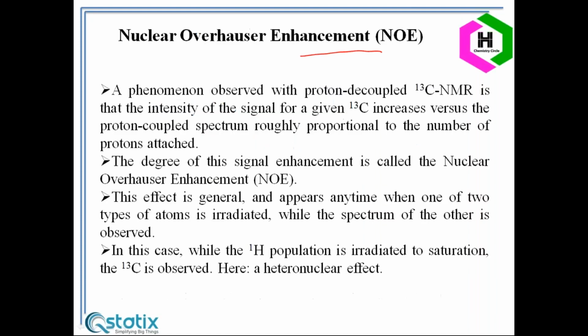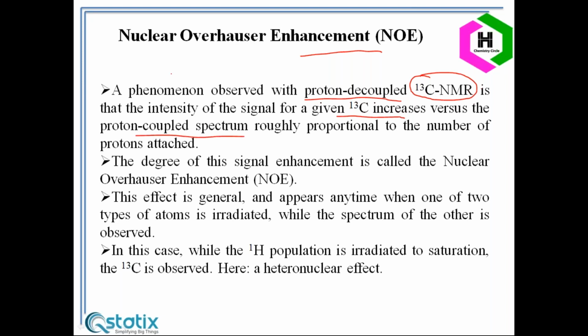We are not going to use the nuclear Overhauser effect, NOE. And what is this phenomenon? You can observe it with the proton decoupled C13 NMR. Proton decoupled C13 NMR means a broadband spectrum, so completely decoupled. However many carbons there are, that many signals you are going to get in the C13, and the intensity of the signal for a given C13 is going to increase versus the proton coupled spectrum.